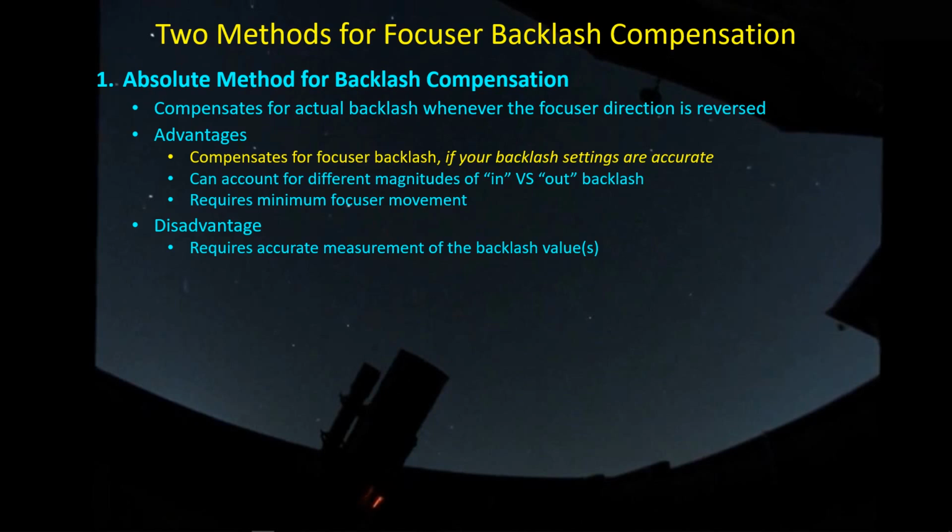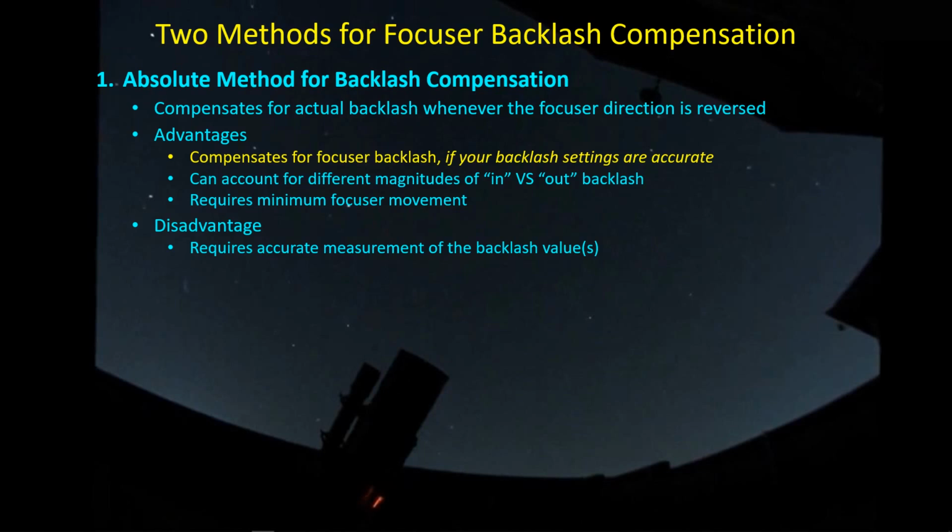Also, the advantage of the absolute method is that if you happen to have a mechanical system that has a different backlash setting for inward motion from the backlash setting for outward motion, you can account for that using this absolute method of backlash compensation. The thing is, this is, I suspect, fairly rare.